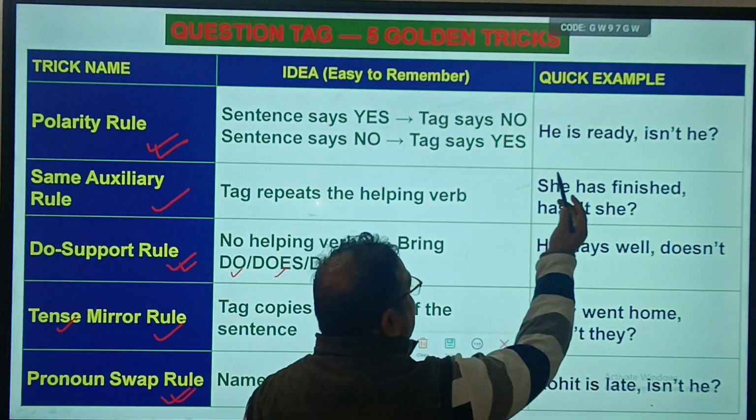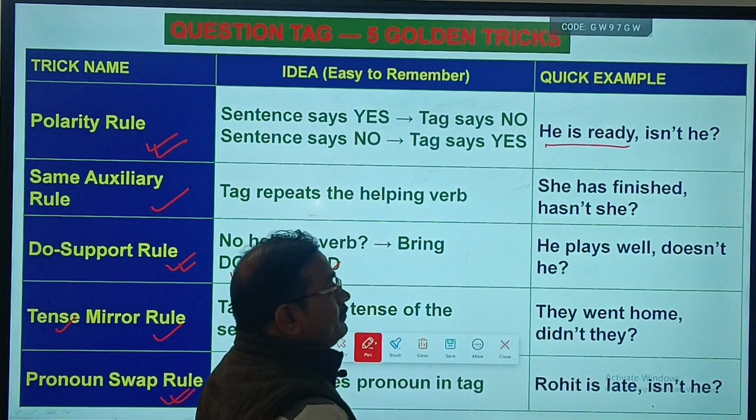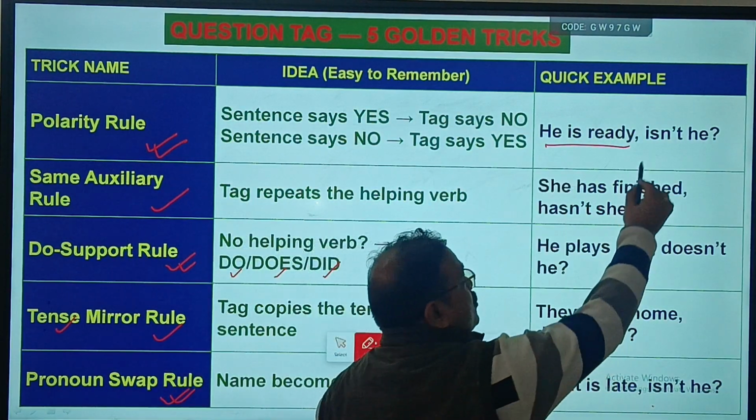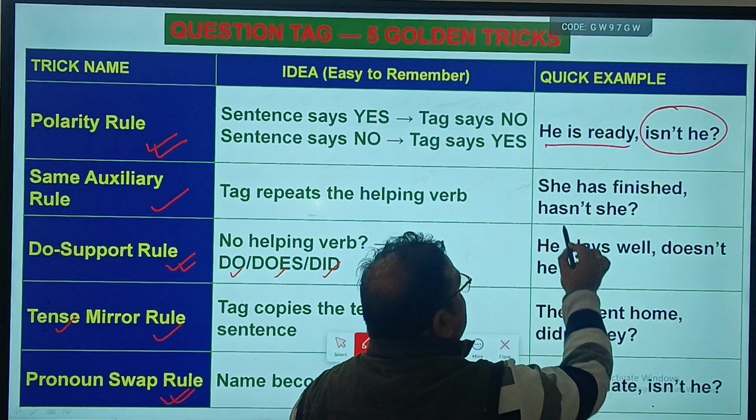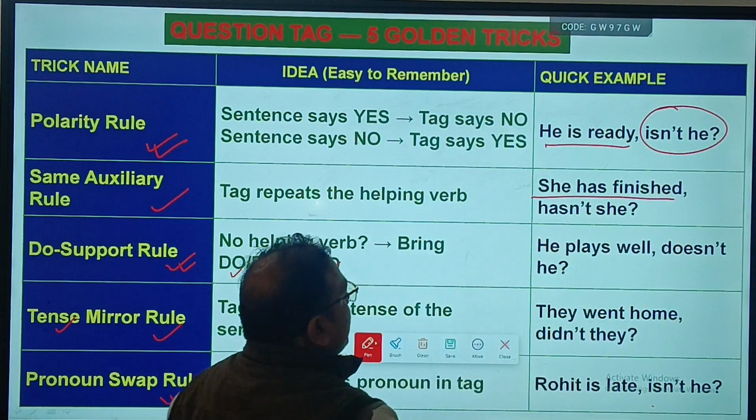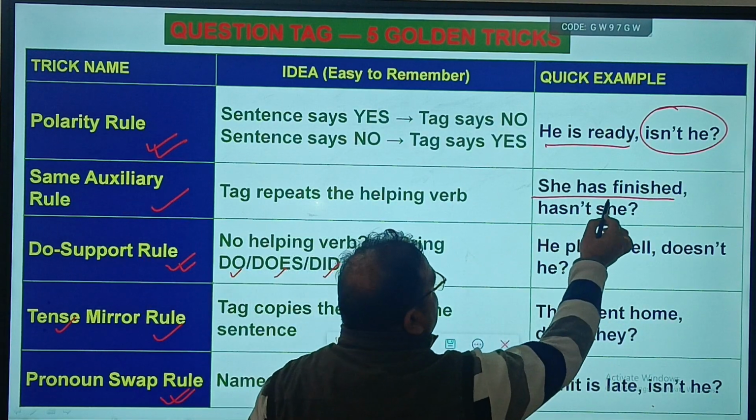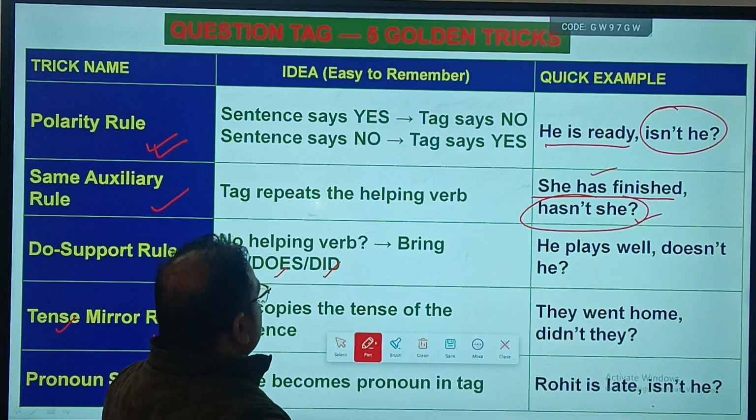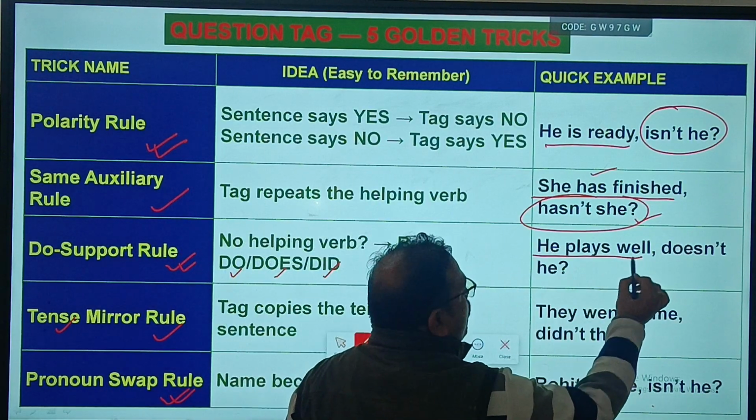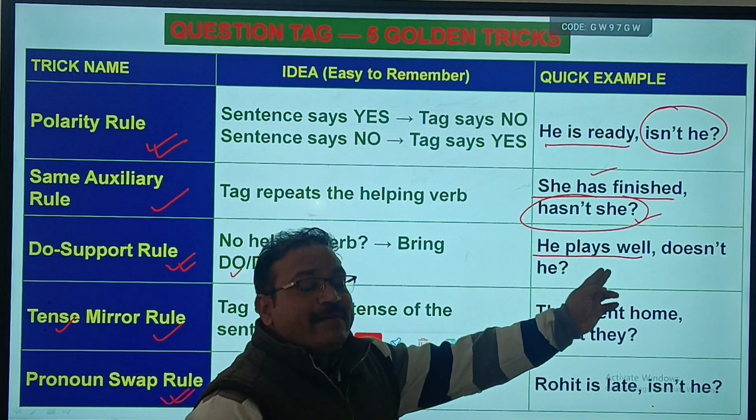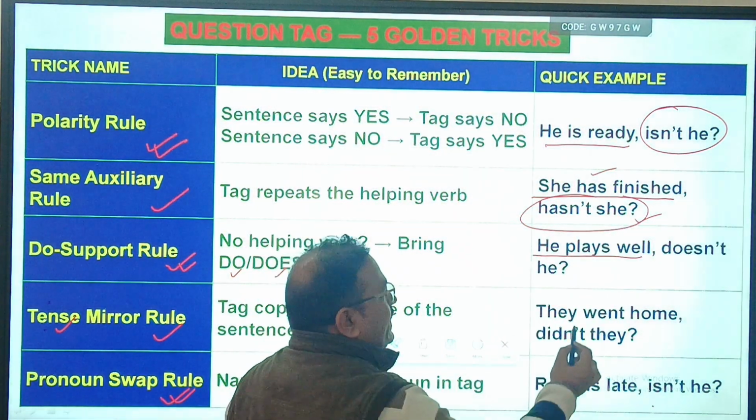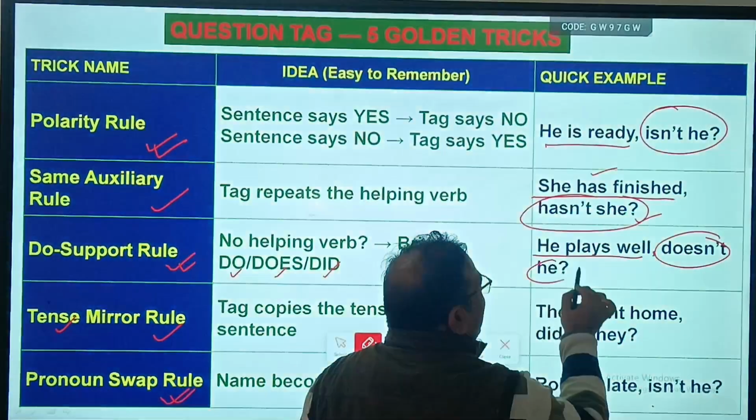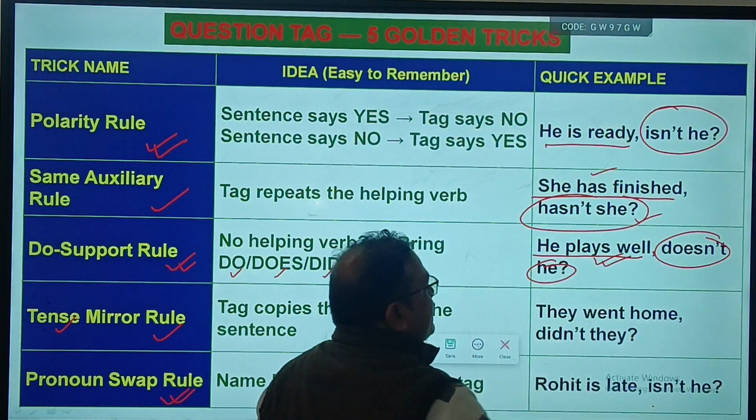So he is ready. We can see positive, question tag is negative. She has finished. Hasn't she? Why? Same helping verb, has and hasn't she. Third one, do support rule. He plays well. Now here the helping verb is not visible. So what we need? Doesn't he? Why doesn't he? Because this is simple present tense.